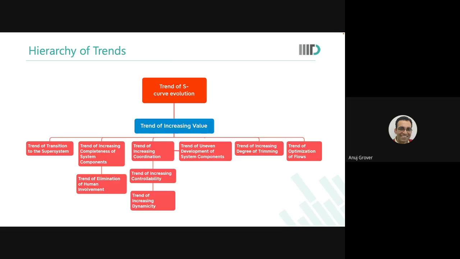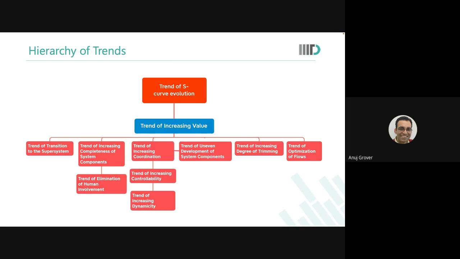Now, then there are these subtrends. Trend of increasing controllability. To bring about those coordinations, you want more control. For example, now it was said to make the battery into small pieces, so that I have more control, I can change only some part of my battery and still have higher efficiency. So more controllability at the user end.